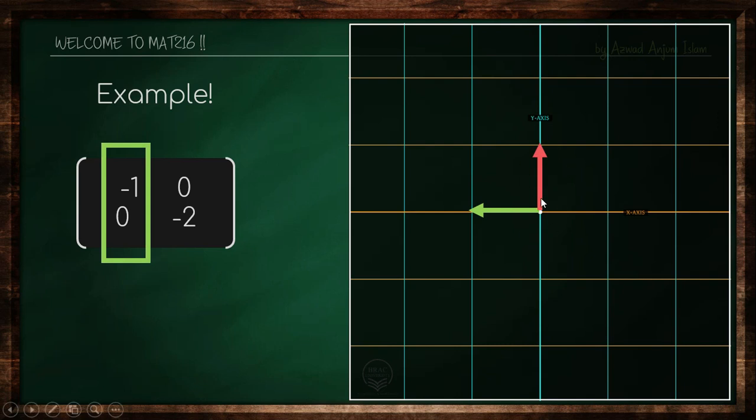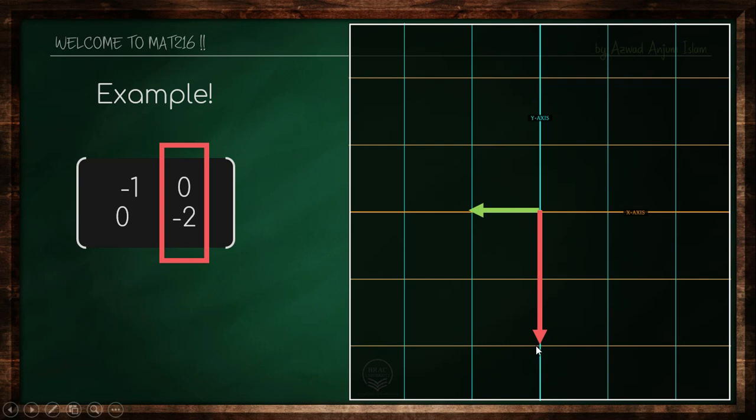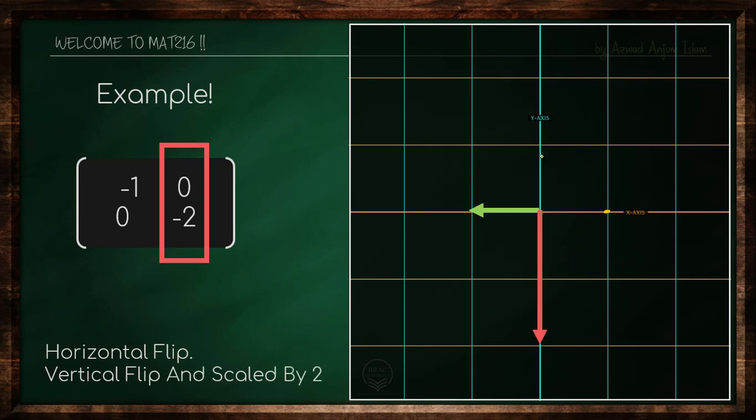The j hat vector is going from the 0, 1 position to the 0, -2 position, which means I'm going to have a horizontal flip, because the i hat vector has gone from this position and flipped over to this position. So a horizontal flip and also a vertical flip, but the point to notice here is that the vertical flip is associated with a scaling, because our vector has gone from 1 unit length to 2 unit length. So the y-axis is not only flipping over, it is also being scaled by a factor of 2.